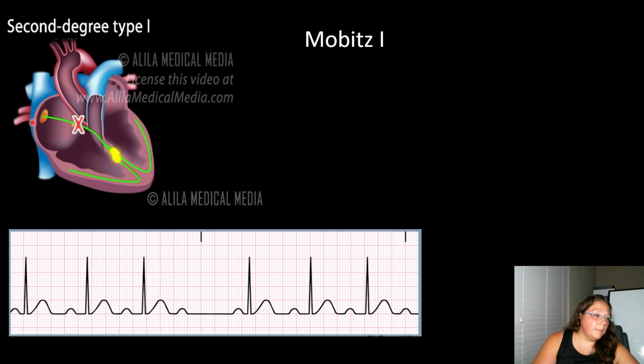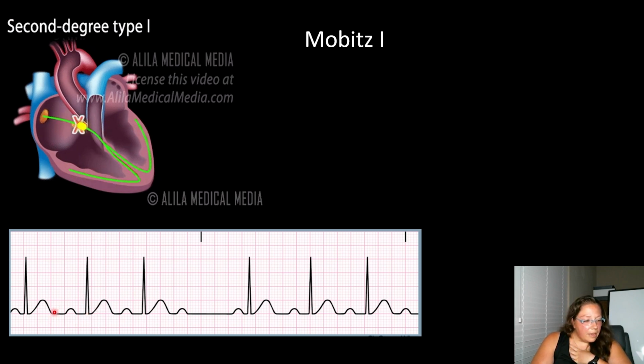So if you see here, here's the SA node. It sends that signal, but it gets delayed. And this is type 1. It gets delayed. Then it sends it out. Then the next time it gets delayed a little bit longer. Then it sends it out. And then it blocks it. That flashing is that one of the signals just doesn't get through. So we've got a P wave, and that flashing means that that P wave didn't get to the ventricle. This is what it looks like.